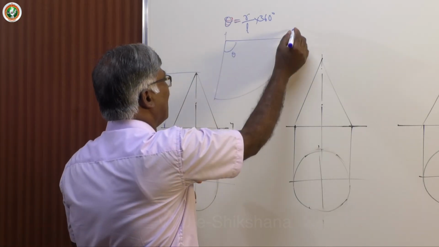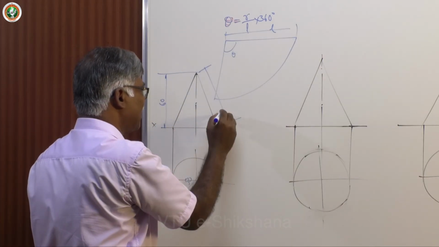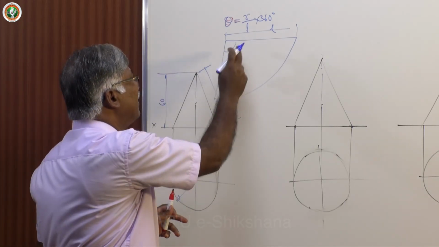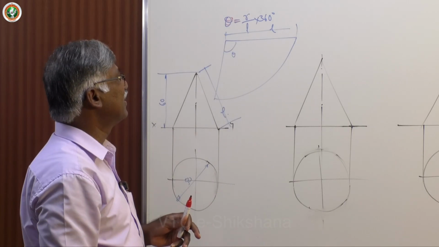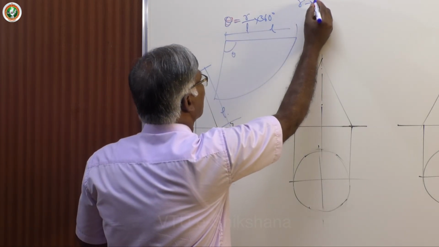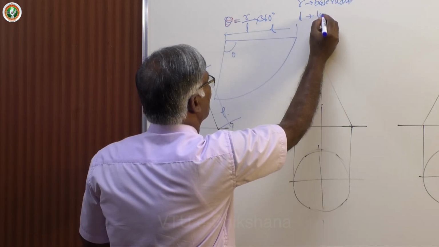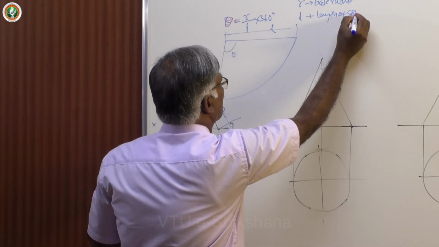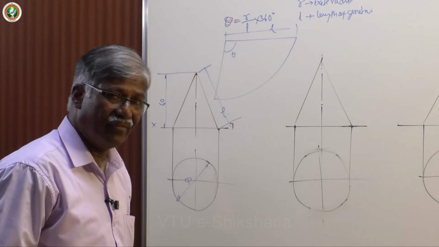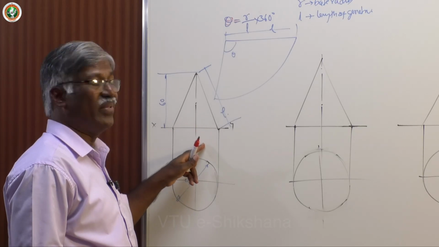This is L, that is the generator length, that means the true length of the generator. All generators are equal length. Now this is the development. The theta value is R by L multiplied by 360, where R is base radius and L is length of generator. All generators of a right regular cone are the same. Even we had a right regular cylinder where the axis is perpendicular to the base.